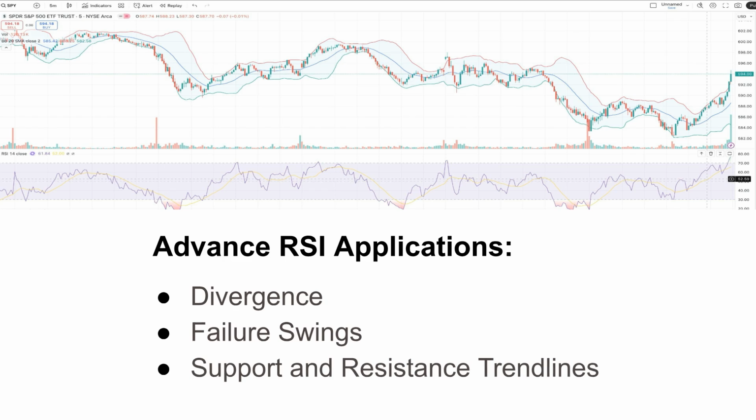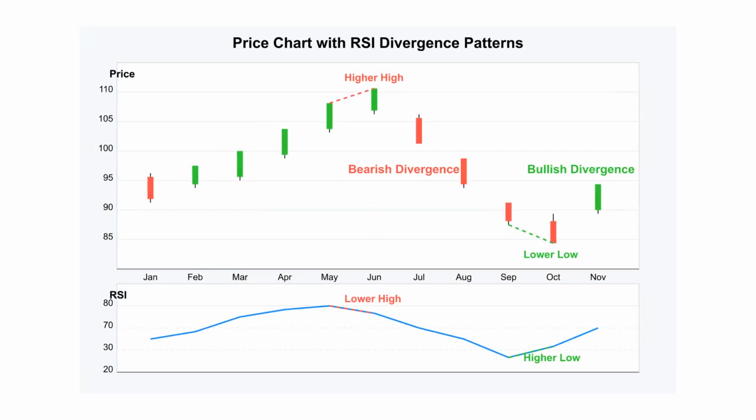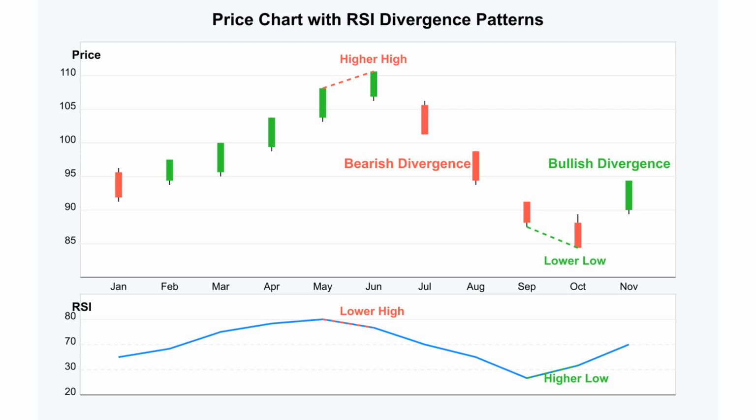Beyond simple overbought and oversold conditions, RSI offers several advanced analytical applications: divergence, failure swings, and support and resistance trend lines. Let's begin with RSI divergence, one of the most powerful signals in technical analysis. RSI divergence is a powerful reversal signal that occurs when price and momentum move in opposite directions, indicating a weakening trend. There are two key types.